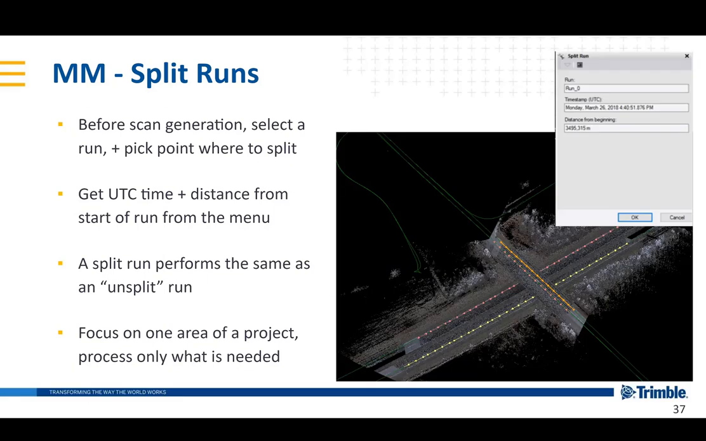TBC handles the split and scale factor changes with minimum impact to data management and user workflow because we leverage the split runs command before scan generation; this is independent. The split runs is used behind the scenes for the long run management, but there's also a new split run command where the user can select a run and pick a point where to split. In the command, you can get the UTC time and the distance from the start of the run from the menu, as you see there in the screenshot. And a split run performs the exact same as an unsplit run. So there's no difference in how TBC handles runs that have been split versus full runs that come directly from the data collector.